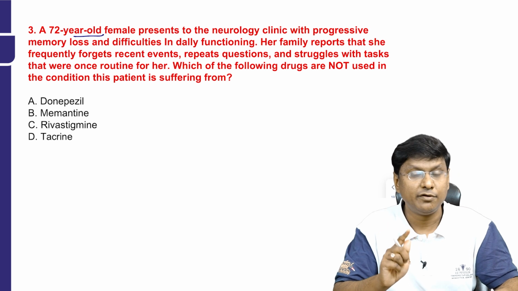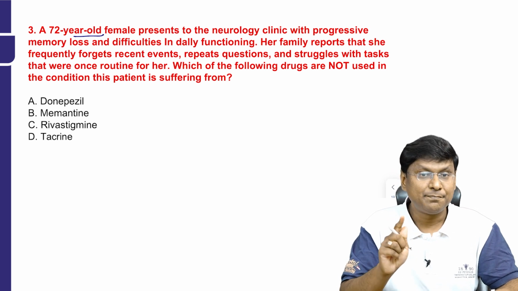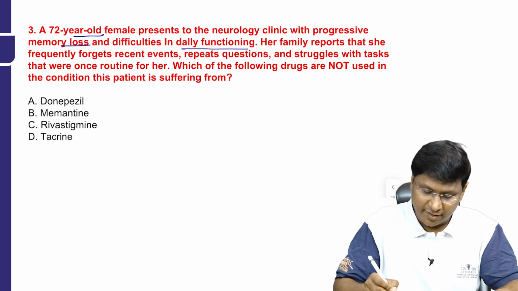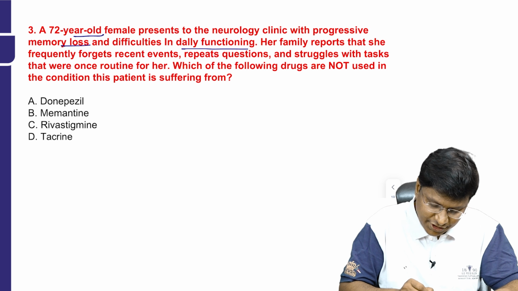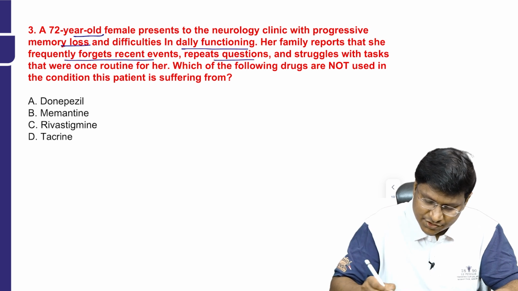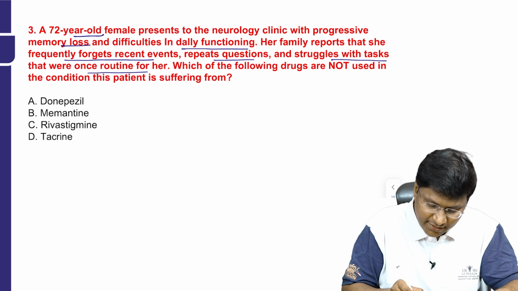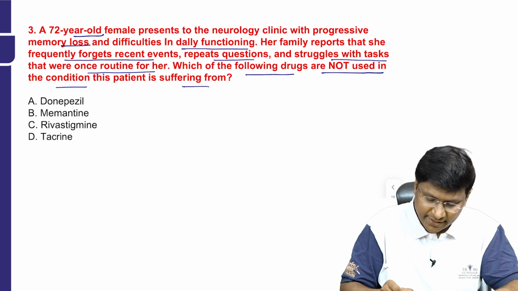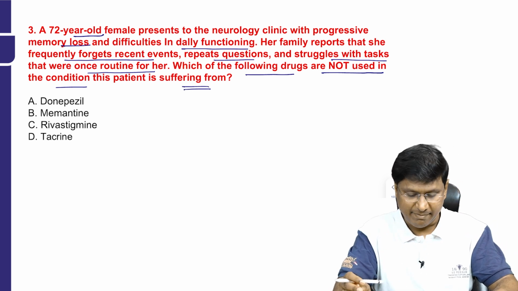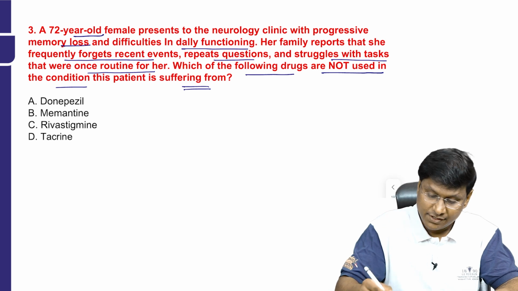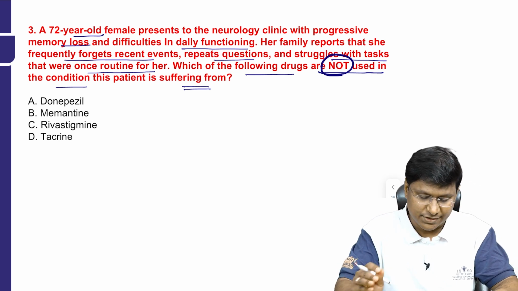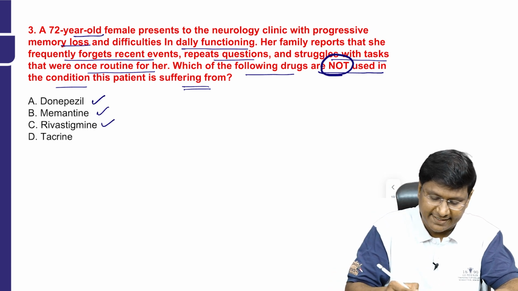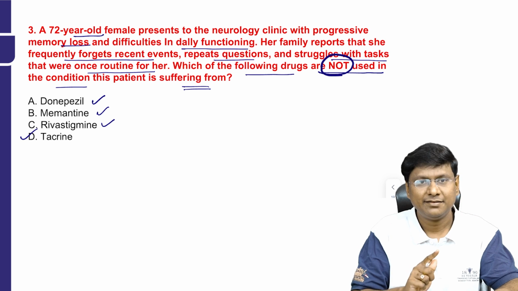We have a 32-year-old female who presents to the neurology clinic with progressive memory loss and difficulty in daily functioning. Her family reports that she frequently forgets recent events, repeats questions, and struggles with tasks that were once routine for her. Which of the following drugs are not used in the condition of this patient, and what is this patient suffering from? Donepezil, memantine, rivastigmine, and tacrine. So we use donepezil, memantine, as well as rivastigmine, but tacrine is not used.